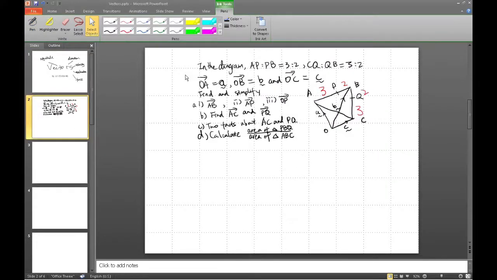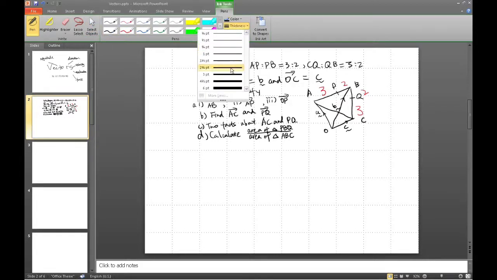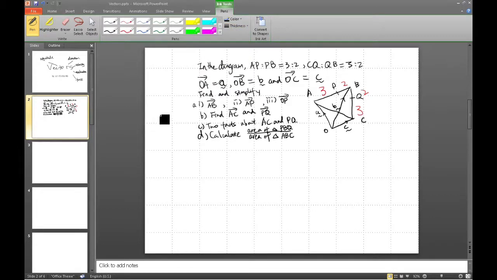Let's take a look at one example. In the diagram here, AP to PB is 3 to 2, while CQ to QB is also 3 to 2. OA is denoted by a in this direction, OB is denoted by b in this direction, OC is denoted by c in this direction. And we are asked to find and simplify our answers. So we are asked to find AB.